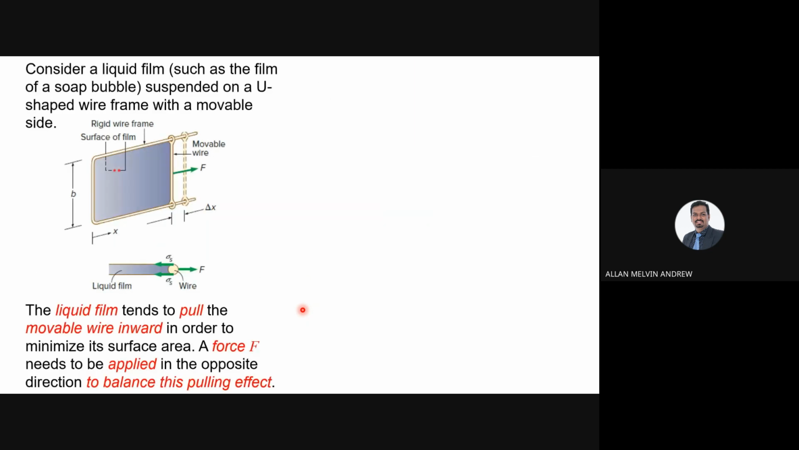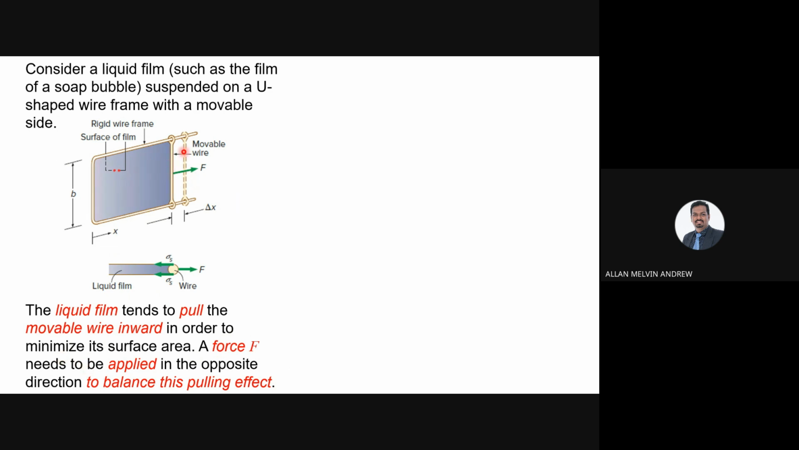So consider a liquid film. You can have a frame like this. You suspend a U-shaped wire frame, and one side is the movable side. The liquid film tends to pull the movable wire inward in order to minimize its surface area.